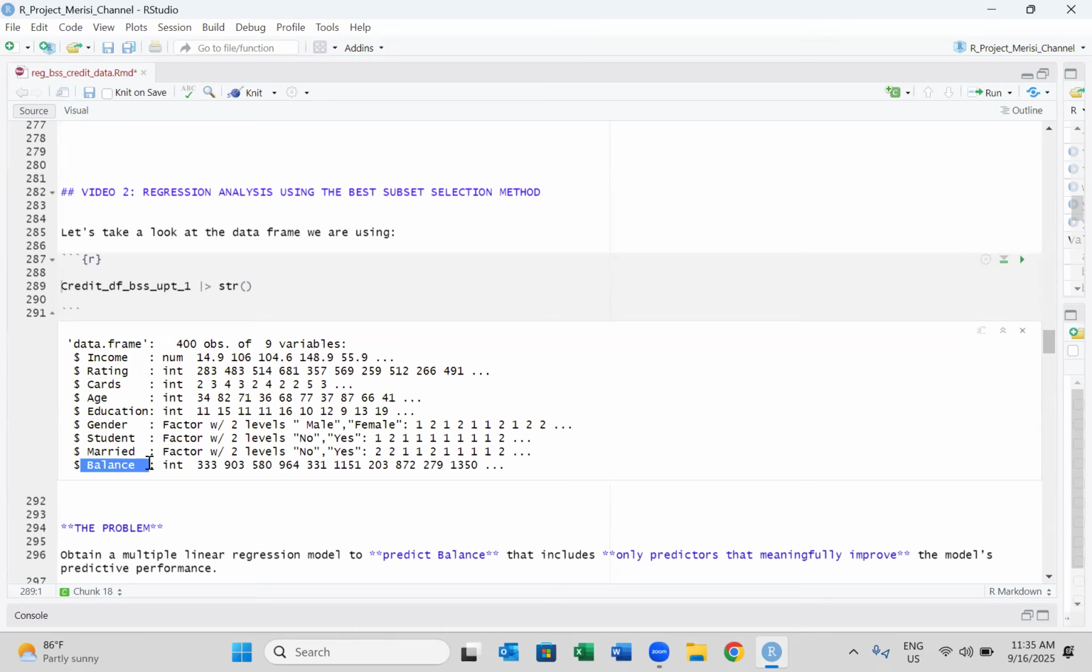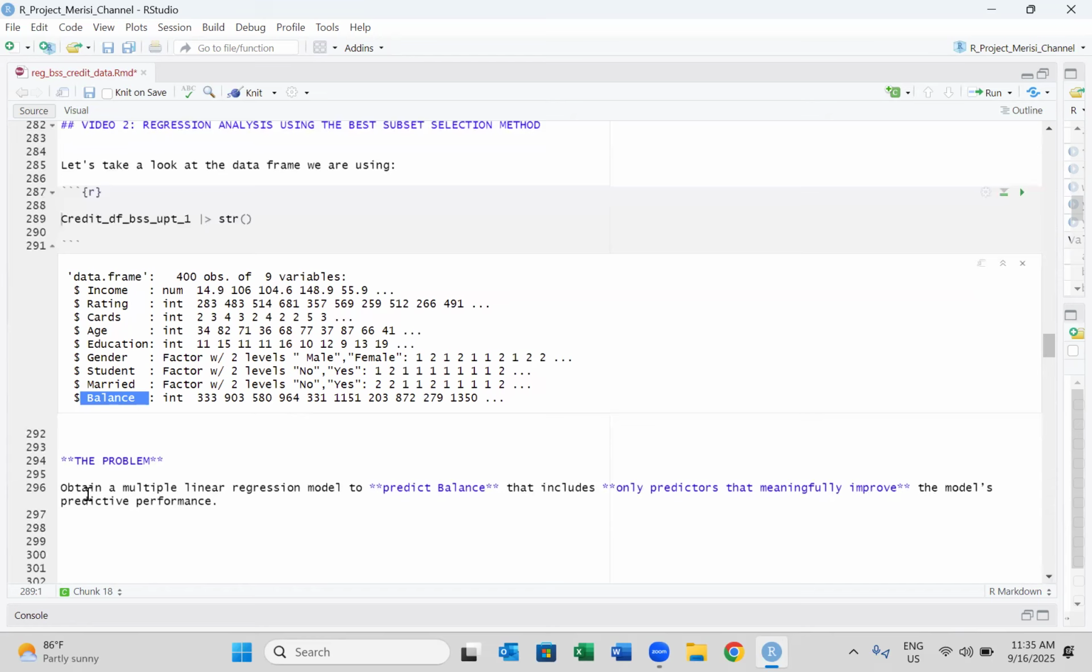And what is the problem that we're facing here? Well, we want to obtain a multiple linear regression model to predict balance. So balance, credit card balance, will be the outcome or target variable. But in that regression equation, we want to include only predictors that meaningfully improve the model's predictive performance. So we don't want to include all the predictors, or we don't want to include unnecessary predictors. We want to include only predictors that give us something from a predictive point of view, okay? All right, how do we tackle this problem, guys?